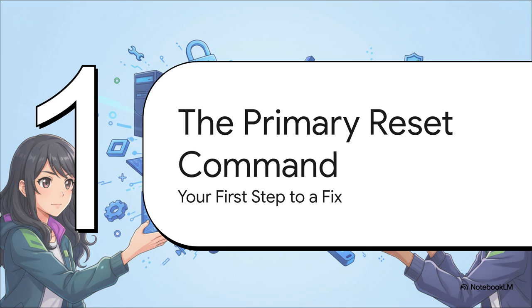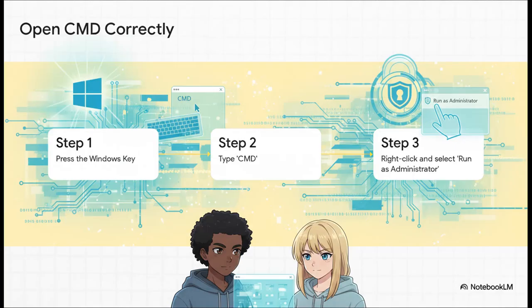We're going to start with the single most powerful command you can use to reset the entire activation system. This is our first and honestly our most important step. To do this, we need to get under the hood a little bit, so press your Windows key and just type in CMD. But wait, don't just hit enter. This part is absolutely critical. You have to right-click on Command Prompt and choose Run as Administrator. Seriously, this is non-negotiable. If you don't, the system will just completely ignore the commands we're about to use.